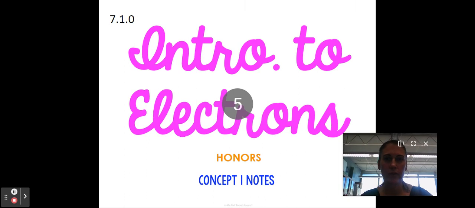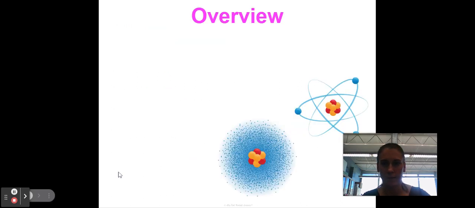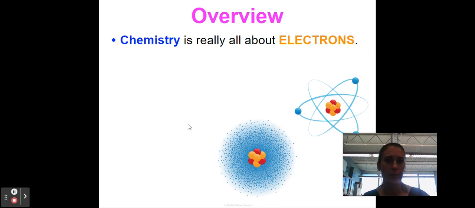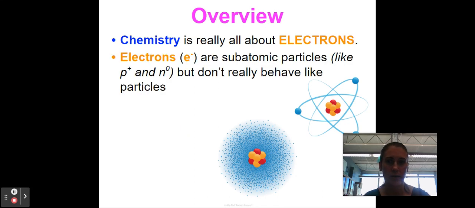All right, in the first section of notes of Unit 7, we're going to look at some introductory information about electrons. So overview here, chemistry is really all about electrons. And if you recall, they're subatomic particles like protons and neutrons, but they don't really behave like particles.